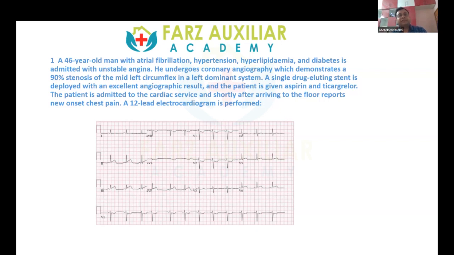A 12-lead ECG is performed. ECG is in front of you. Can anybody tell me what is in this ECG? Inferior MI. Okay. Inferior plus posterior wall MI.